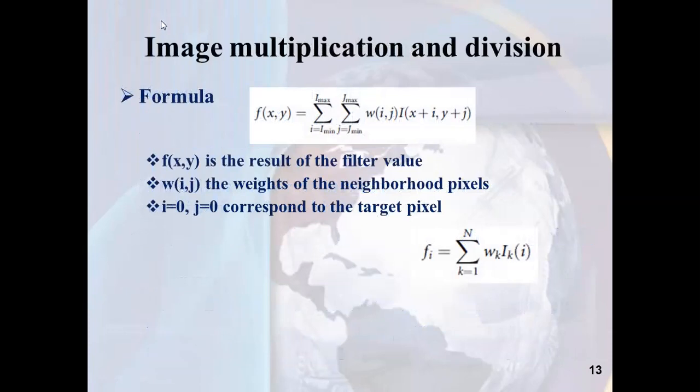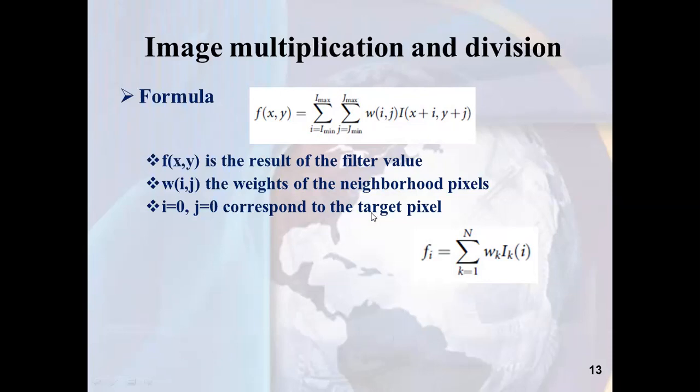So this is the formula of the window. Every pixel I(x+i, y+j) is multiplied by w_ij. Then we make a summation over the window. Of course, the window is a small matrix, so for that we have two summations, with i and j running from min to max. f(x,y) is the value of the new ij pixel, w_ij is the weight, and ij corresponds to the target pixel.